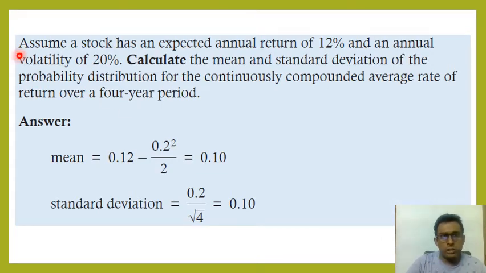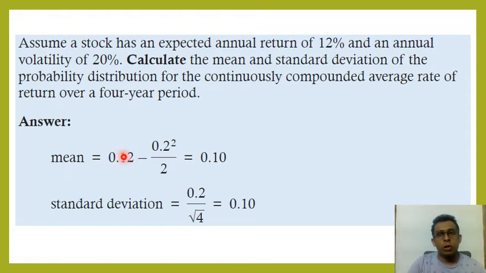In this question, assume the stock's expected return is 12% and annual volatility is 20%. Calculate the mean and standard deviation of the probability distribution of the continuously compounded average rate of return over 4 years. This is a continuously compounded return, so the last formula should be used.